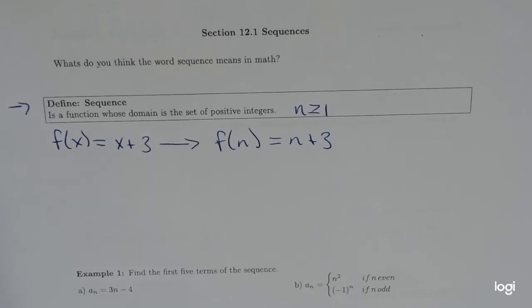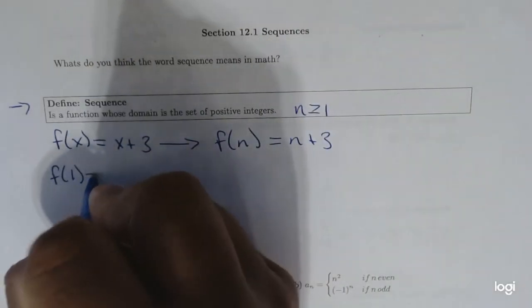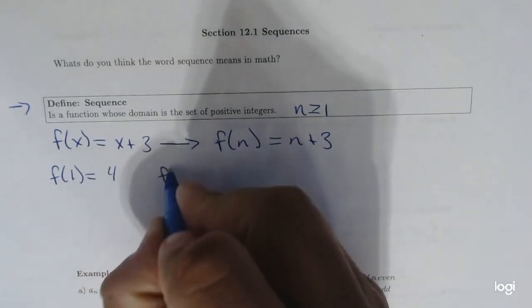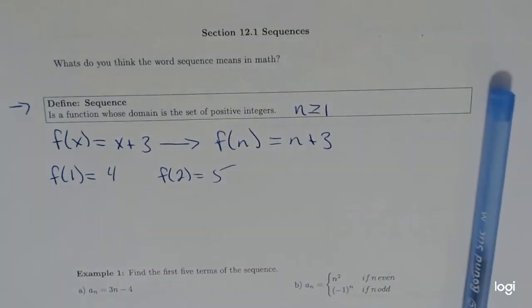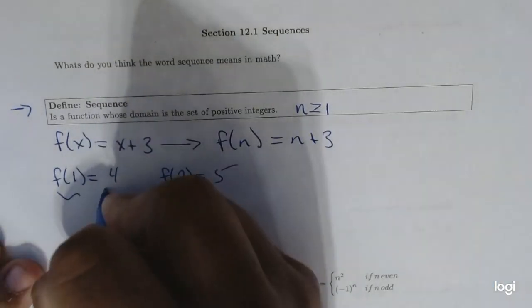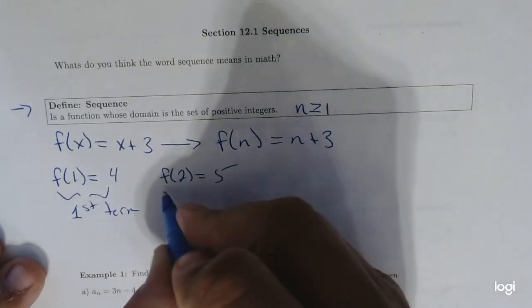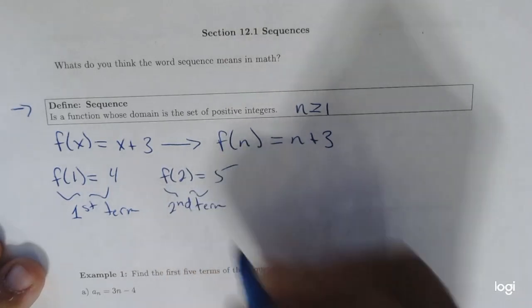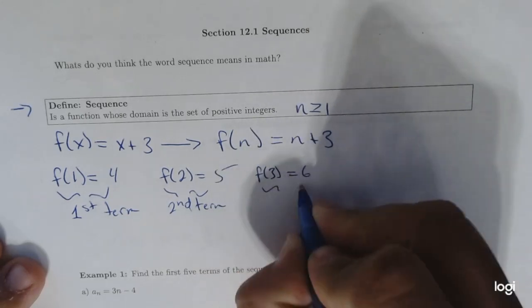So for instance, if I plug in 1 for n, f of 1 is 1 plus 3, which gives you 4. And if I go f of 2, that's 2 plus 3, which gives you 5. So how this works is, when it comes to a sequence, this we call the first term of the sequence. And this will be the second term of the sequence. You kind of get the pattern. f of 3 would be the third term, so that would be 6.